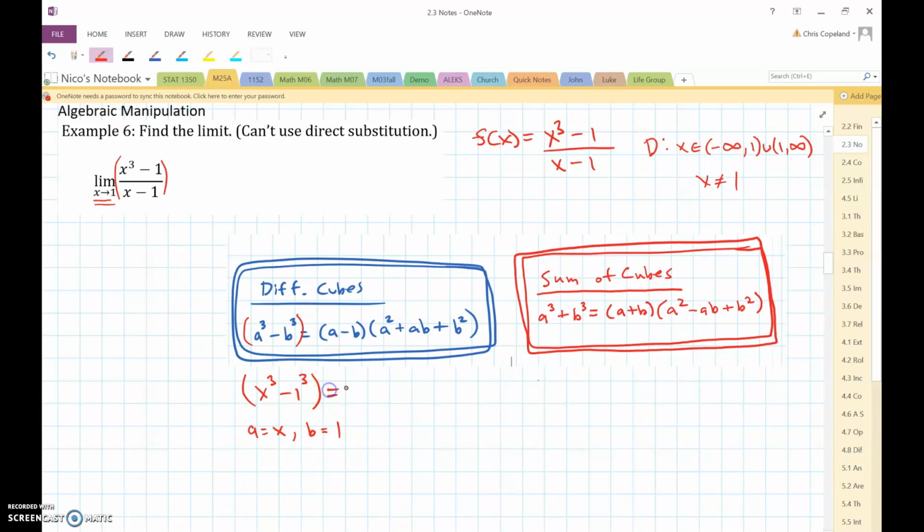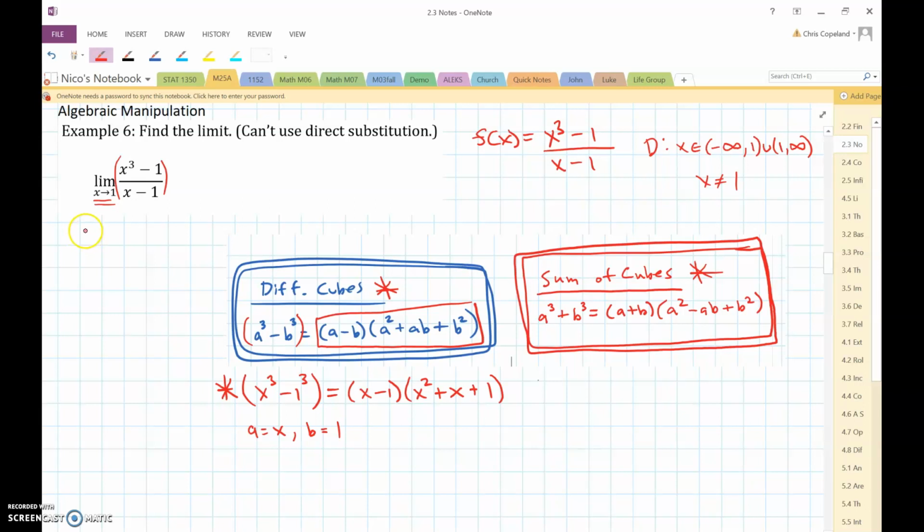So based off of that, I can plug it into this formula here. So I can make this x minus 1, times x squared plus x plus 1 squared, which would be 1. Okay? This is known as the difference of cubes. This is the sum of cubes. Make sure that you memorize both of those formulas. So maybe pause the video, write that down.